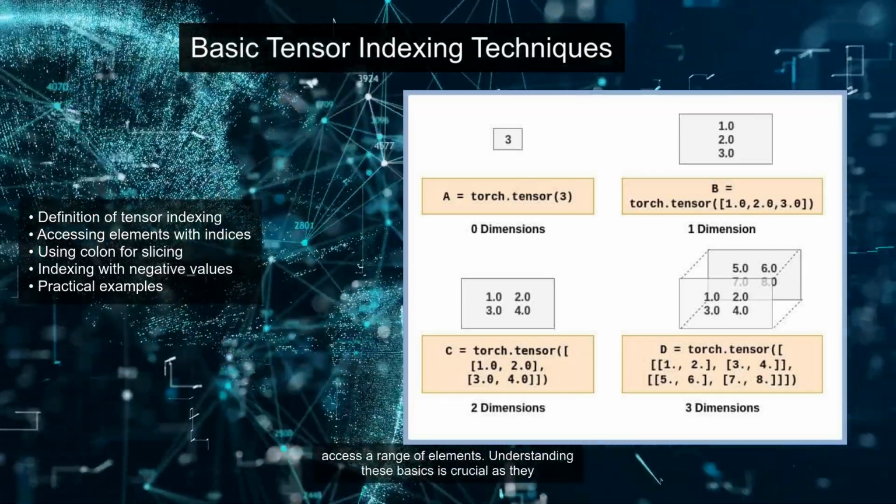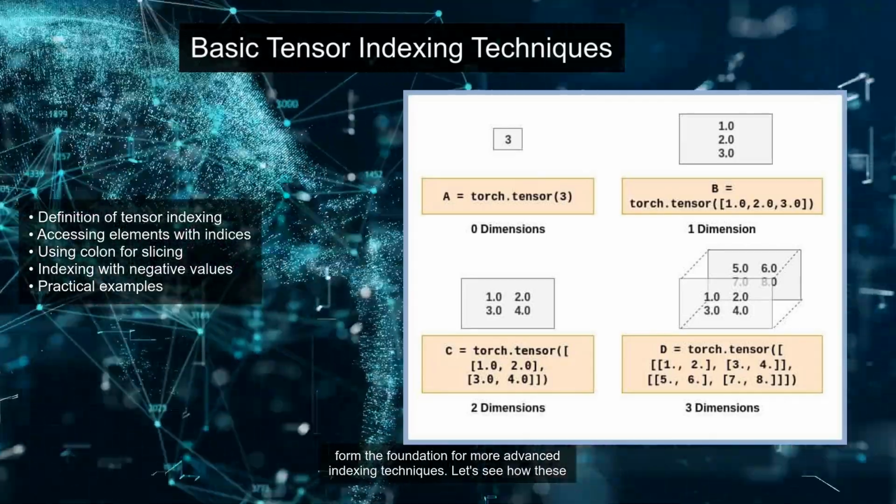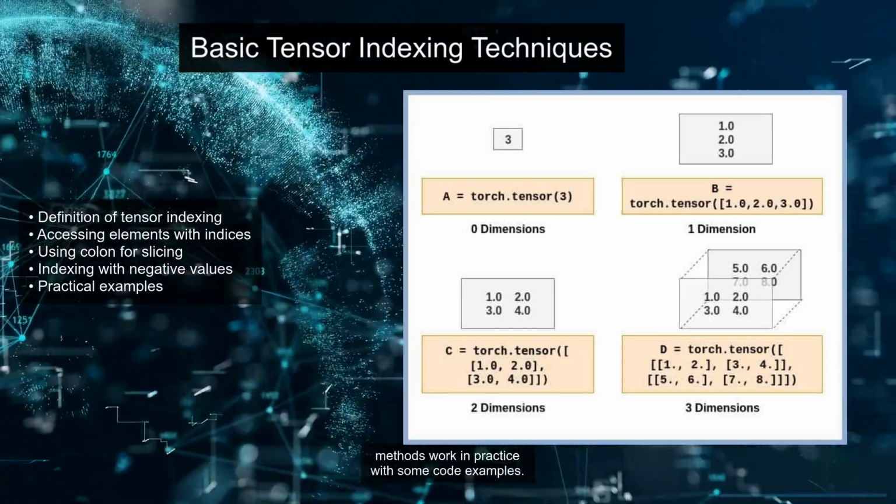Slicing, like tensor[1:4], allows you to access a range of elements. Understanding these basics is crucial as they form the foundation for more advanced indexing techniques. Let's see how these methods work in practice with some code examples.